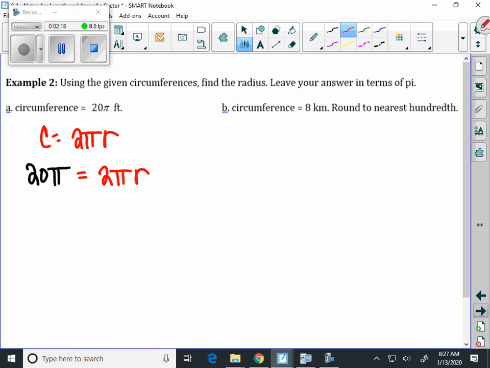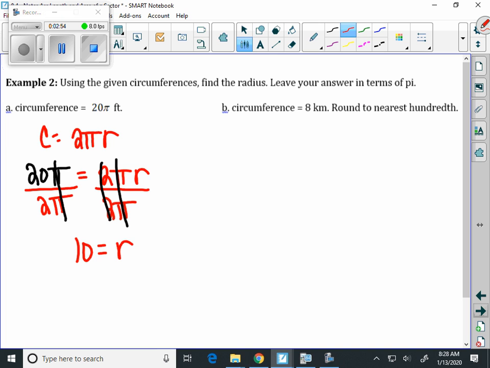Well, it's 2 times pi times r. So the inverse operation of multiplying is dividing. I'm going to divide by 2 pi here. I'm going to divide by 2 pi here. And the nice part is pi divided by pi is 1. This cancels out. And then we can do 20 divided by 2 is 10. And that's going to give us our radius. In fact, the 2's canceled out, the pi's canceled out, and we get our radius of 10.